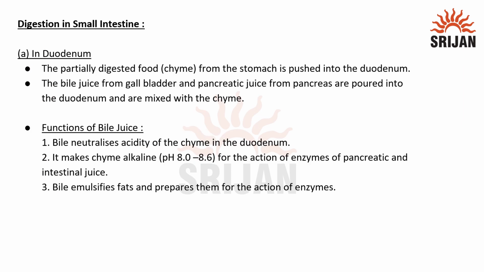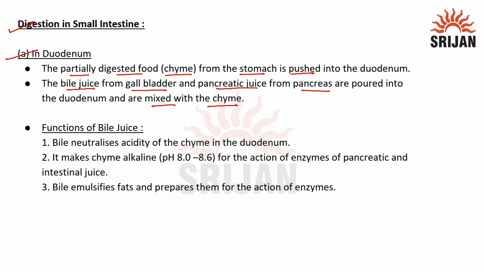Moving towards the next part of the alimentary canal, we have digestion in the small intestine. The first part of the small intestine is called the duodenum. Here, the partially digested food from the stomach, called chyme, is pushed, and the duodenum also receives bile juice from the gallbladder and pancreatic juice from the pancreas, which is mixed with the chyme coming from the stomach.